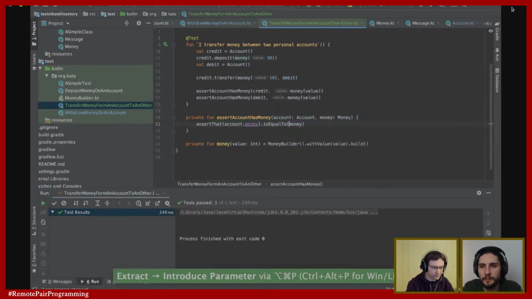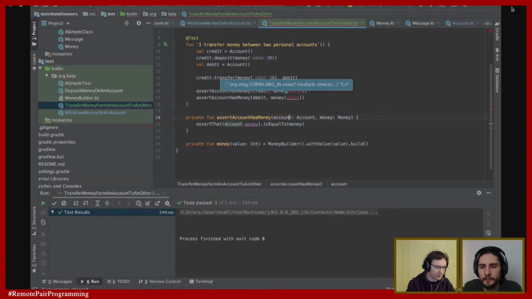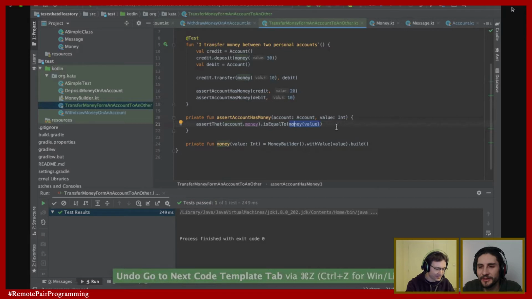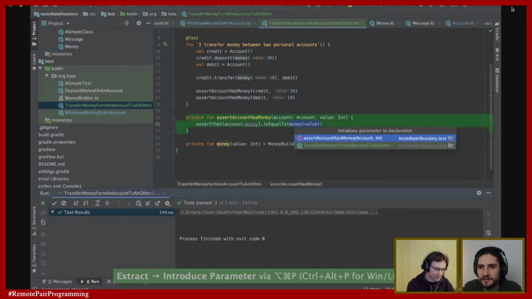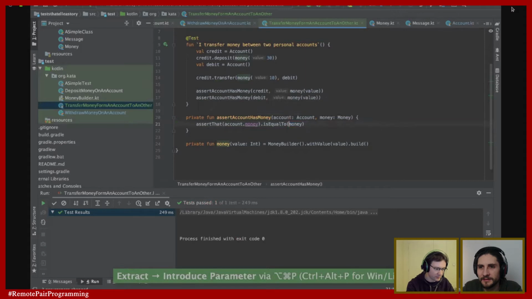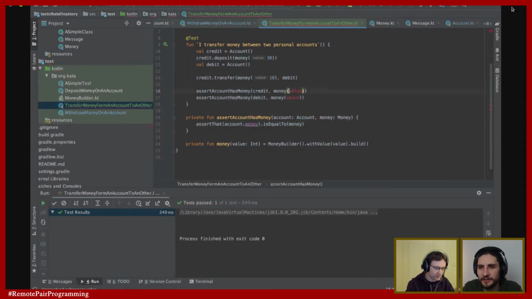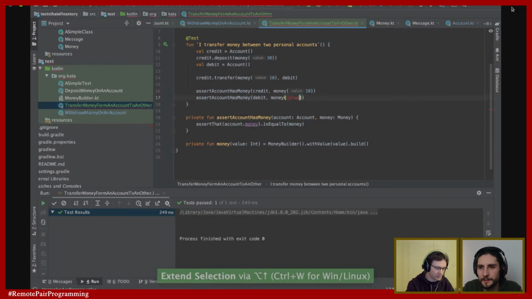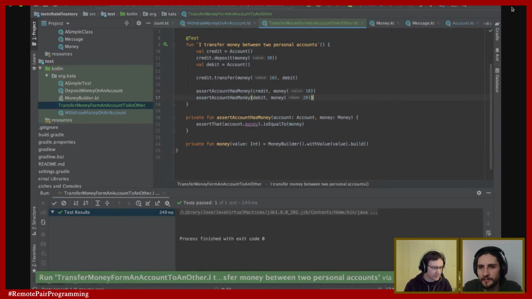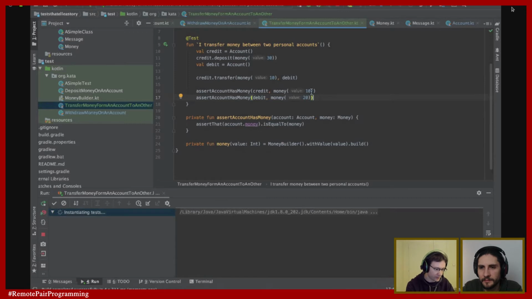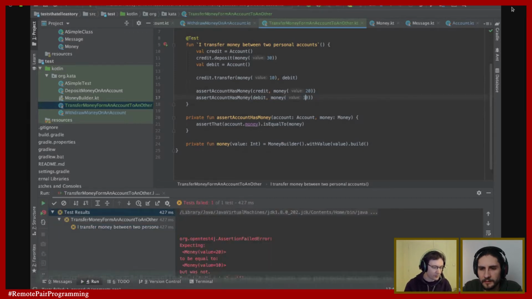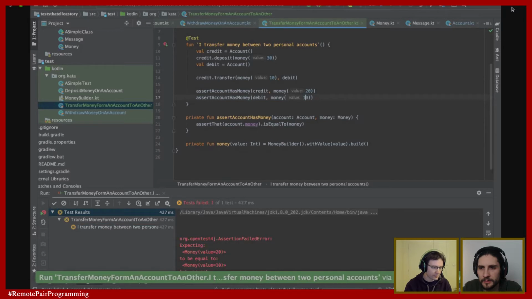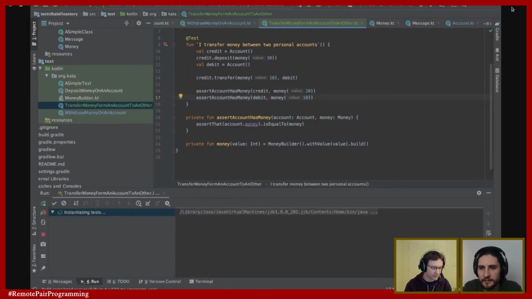Okay, I see what happened. We can do this. Oh, but it overrides. Oh wow, that's weird. It doesn't help me at all. Okay, I don't know, that's very weird. It should keep the value, IntelliJ. I'm going to do it this way. Something's wrong. No, this way it should be better. Great. Okay, so now we have money between two personal accounts.